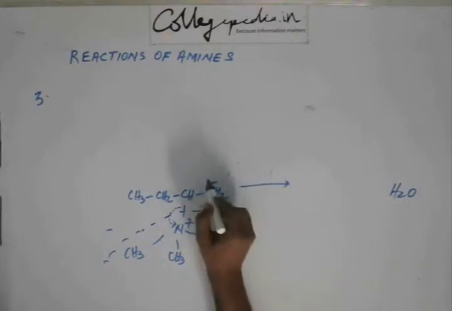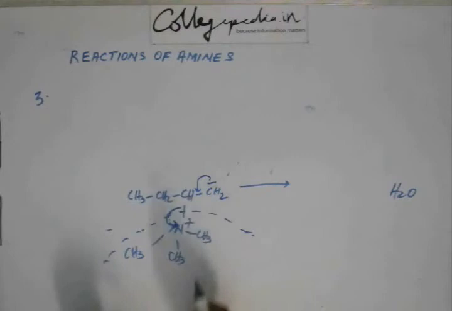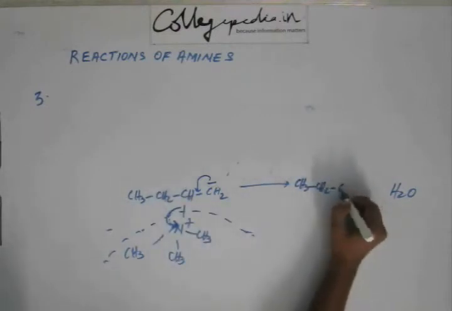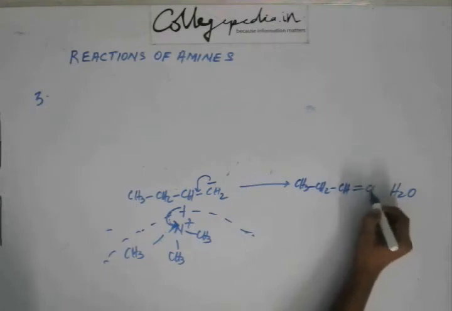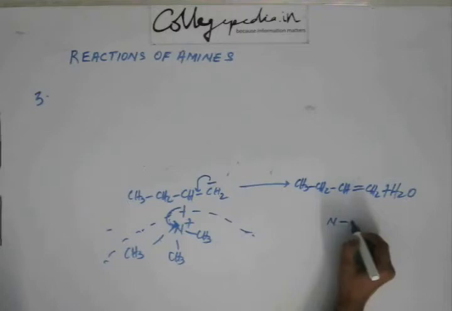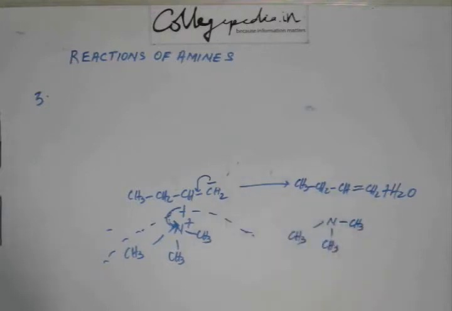A negative charge is there. It will come and form a bond, and this bond is going to break. It is going to come out. So when that process completes, you have 1-butene and N trimethyl is going to come out like this.